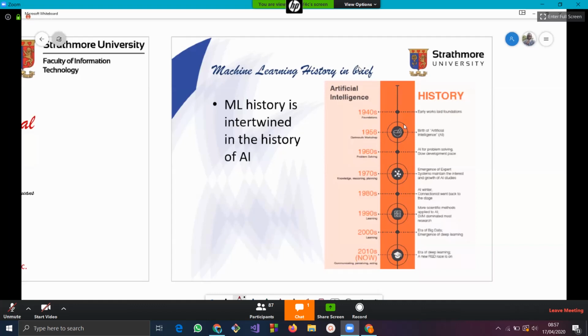Early works laid the foundations in the 40s, the birth of AI is in the 50s, and AI starts to solve problems, general problem solvers, in the 60s. None of us was there, even me. Then the emergence of expert systems. You remember KBS, and the reason why we said we are not knowledge-based engineers is because the thing collapsed. This is going to be the story in this section, because KBS falls under what we call classical machine learning.